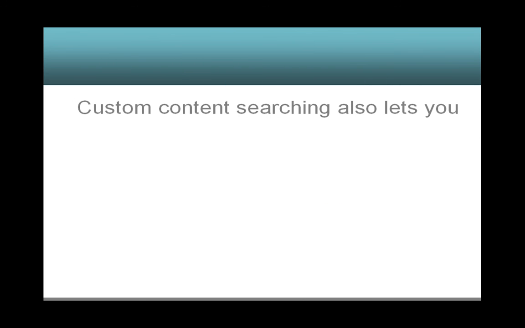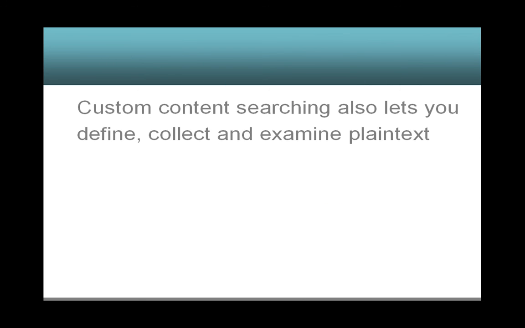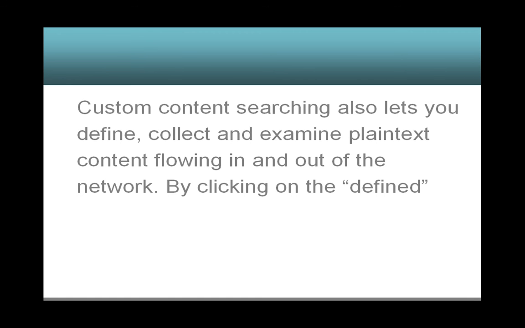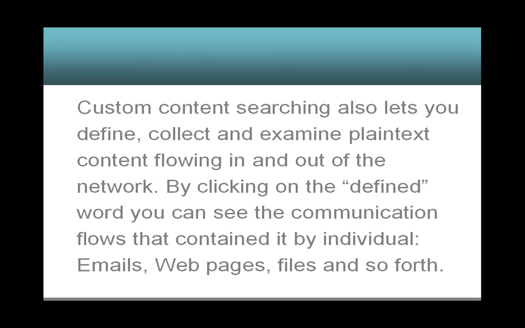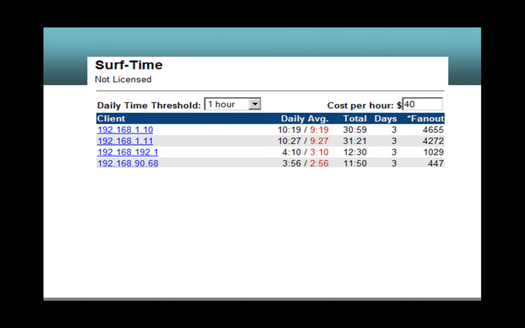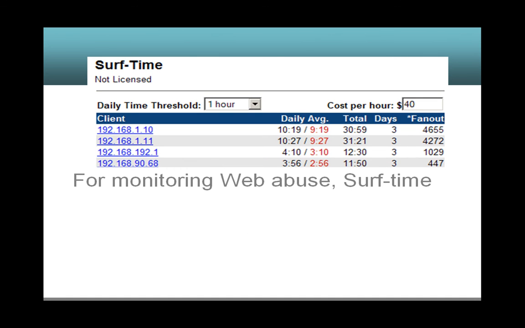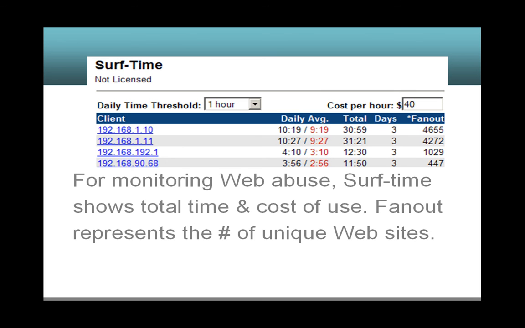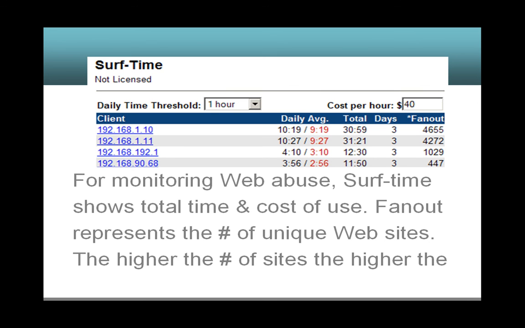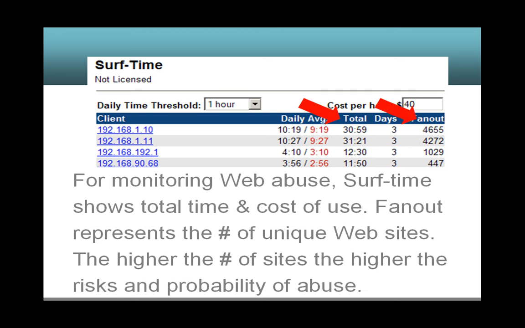Custom content searching also lets you define, collect, and examine plain text content flowing in and out of the network. By clicking on the defined word, you can see the communication flows that contained it by individual emails, web pages, files, and so forth. For monitoring web abuse, surf time shows total time and cost of use. Fan out represents the number of unique websites. The higher the number of sites, the higher the risks and probability of abuse.